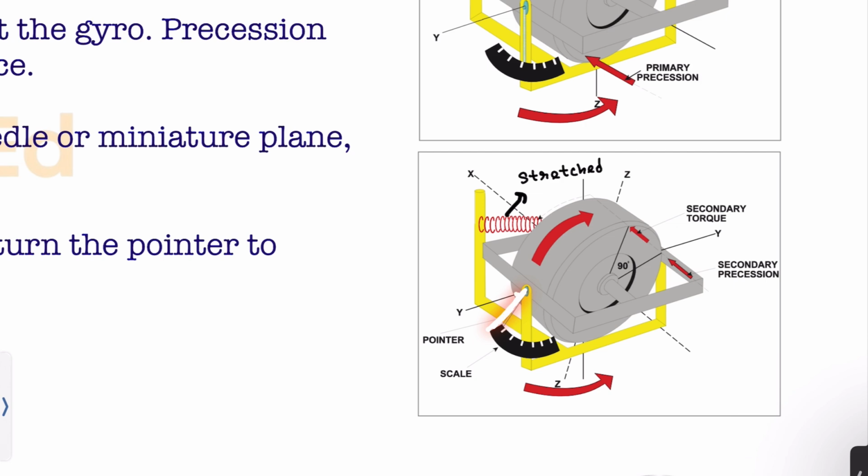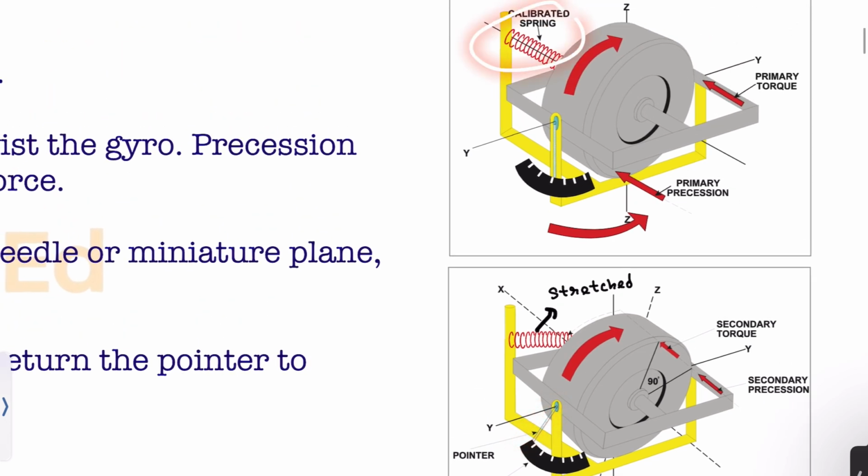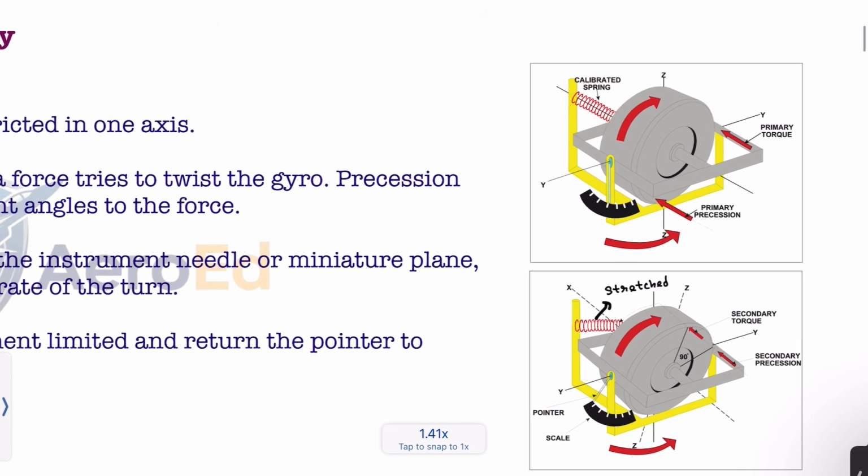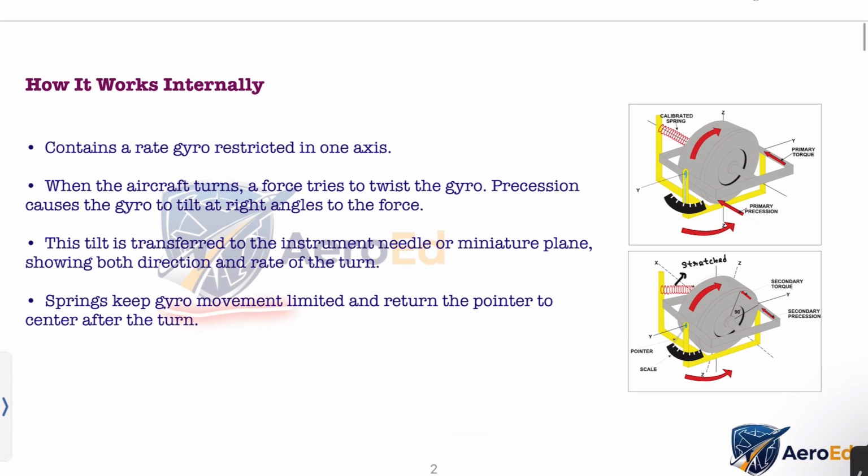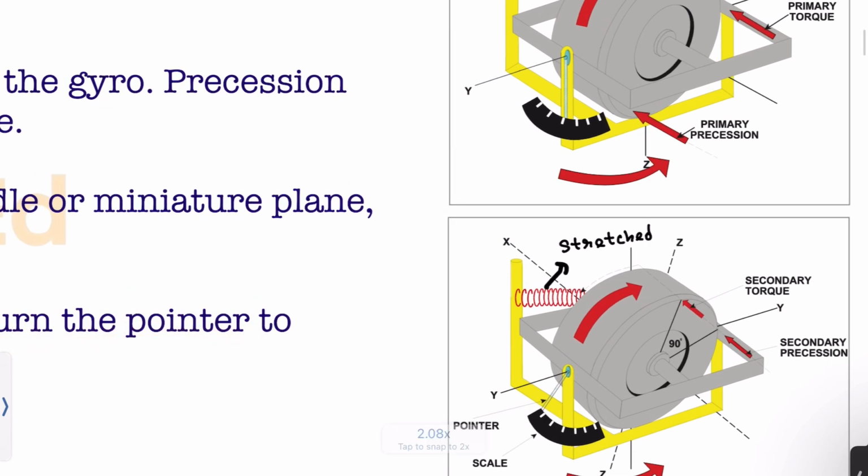So this is how it indicates. But what is the function of this calibrated spring? This is very important because the spring keeps the gyro's movement limited. It doesn't let it tilt too much, right? And also it retains the pointer to the center after the turn. So whenever the turn finishes and the aircraft is again straight and level, the spring makes the rotor come back to its original position, the gyro in its original position, and thus the needle again centers itself.